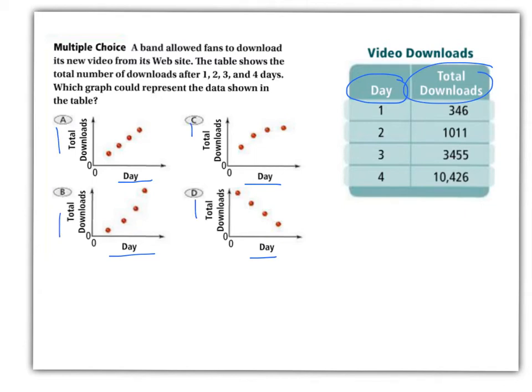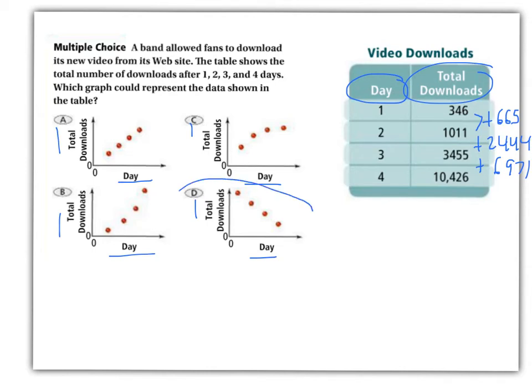Now, notice on the graph, there are no numbers. So what you want to look at is how much it is increasing from 346 to 1,011. How much did it go up by? I'm going to take 1,011 minus 346. So this was an increase of 665. And then from 1,011 to 3,455, that was an increase of 2,444. And from 3,455 to 10,426, that was an increase of 6,971.